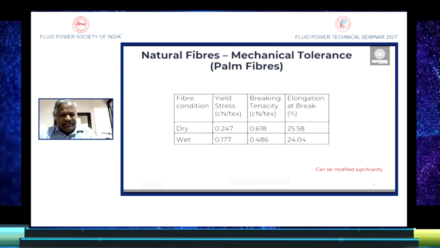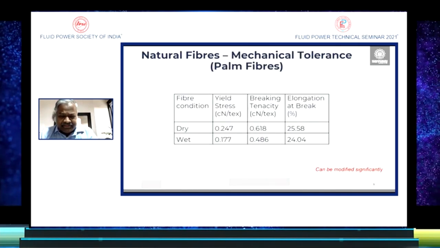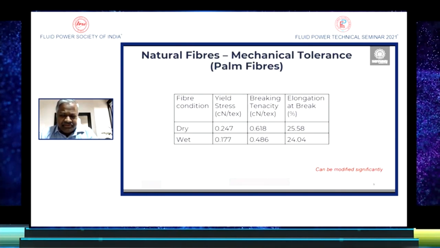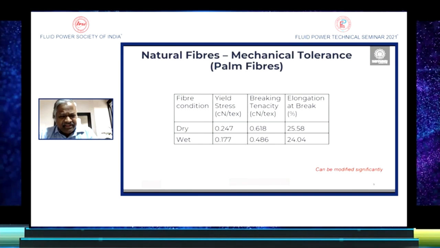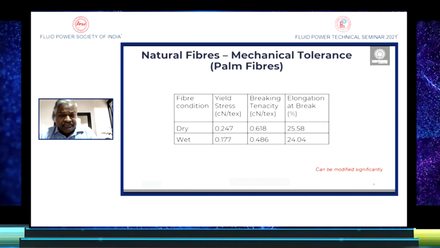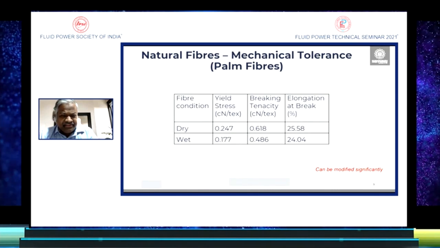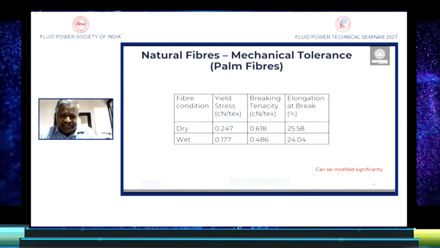With respect to strength, and again, the gentleman was talking about the reduction in the pressure during the filtration process. These unconventional fibers have very good tenacity. You can see the tenacity under dry condition as well as the wet condition. There is not a significant reduction in the tenacity.